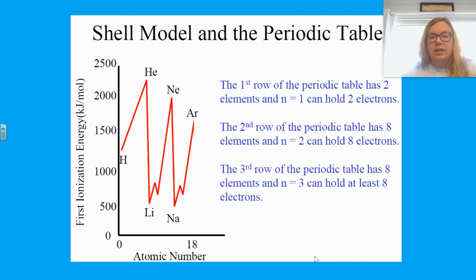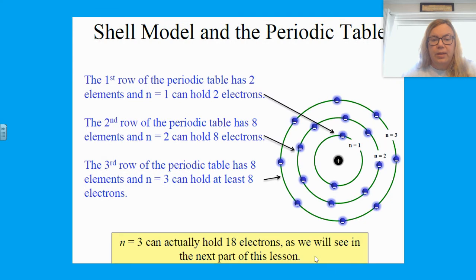Okay, so let's look at the shell model with the periodic table. So we have the first row of the periodic table has 2 elements, and n equals 1, meaning the first energy level can hold 2 electrons. The second row, the second energy level, can hold 8, and the third energy level can hold at least 8. Particularly if they get into the Ds, it can hold more. So that shows you also as you get further away from the nucleus, the ionization energy also decreases.